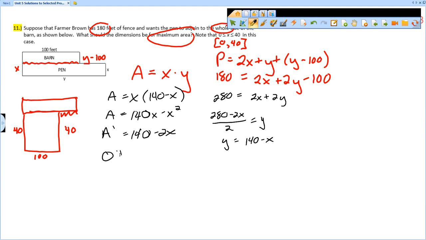All right, and so now we want to set that equal to 0, right? So this one seems very easy. You probably did this correctly. So I've got 140 minus 2x equals 0. So add 2x, divide by 2. So x is equal to 70, right?